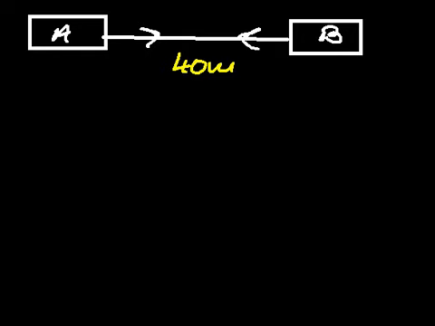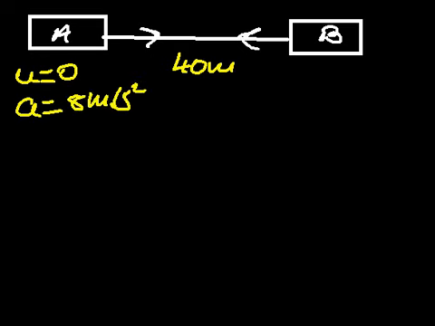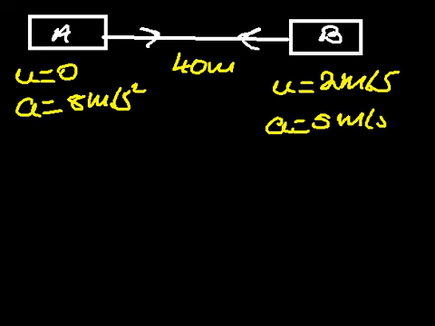And say the object A is coming from rest, so the initial velocity is given as 0. And assuming that it is moving at a constant acceleration of 8 meters per second squared. And let's say the object B is moving from an initial velocity of 2 meters per second. So now, let's say it is moving at a constant acceleration of, let's say, 5 meters per second squared.